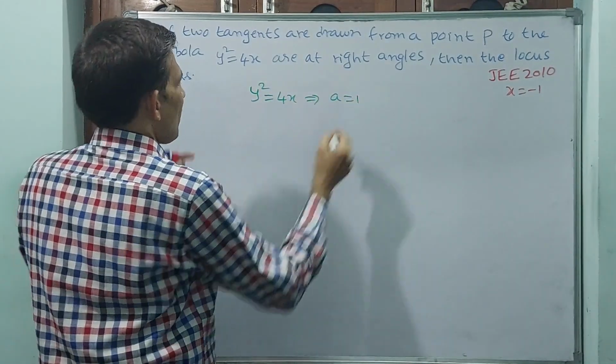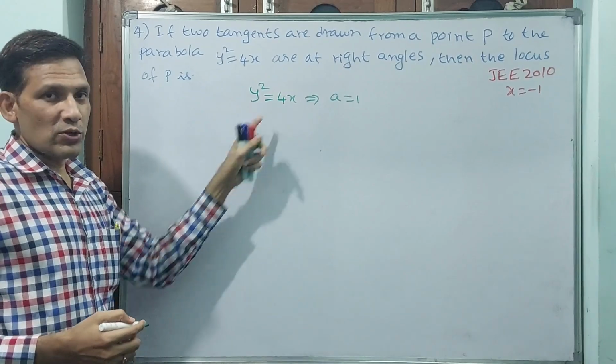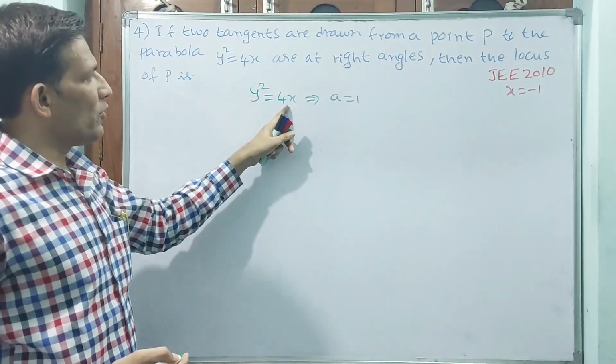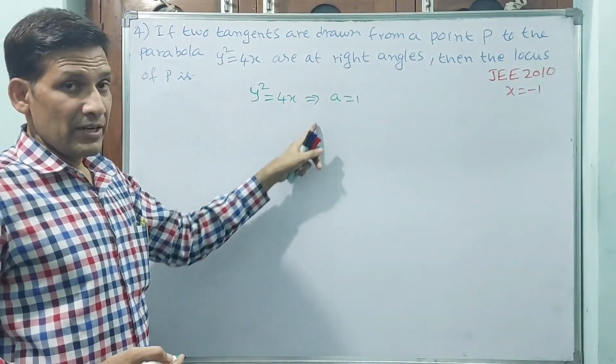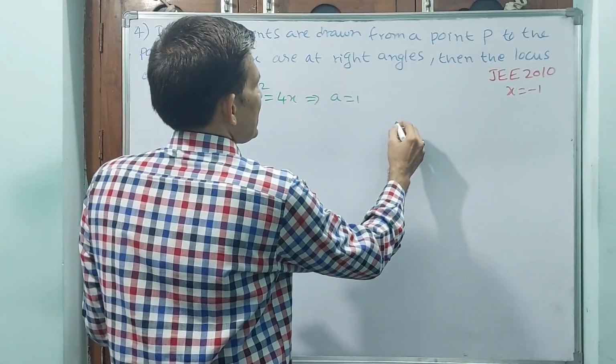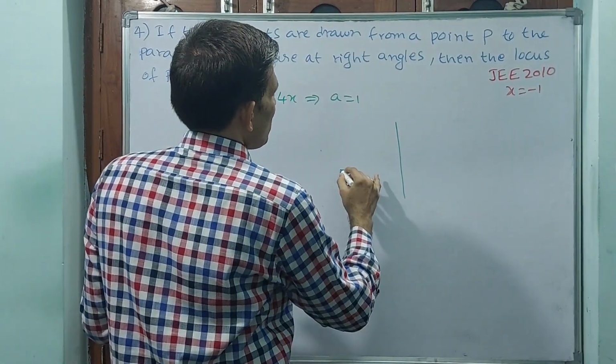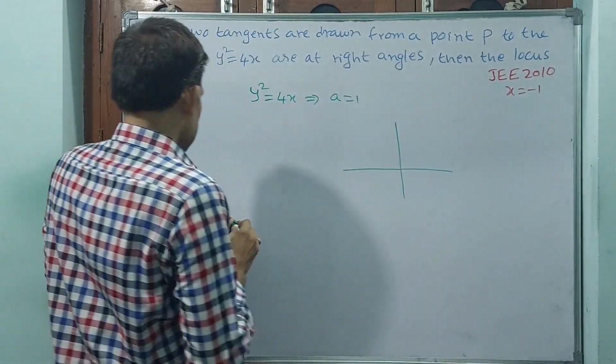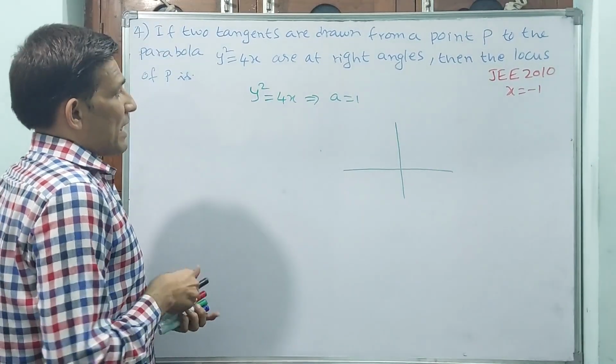This implies a is equal to 1. y squared is equal to 4ax, a is 1. That is why 4 into 1 x. Okay? Now first draw this parabola. Why? Because I want to make a visualization.